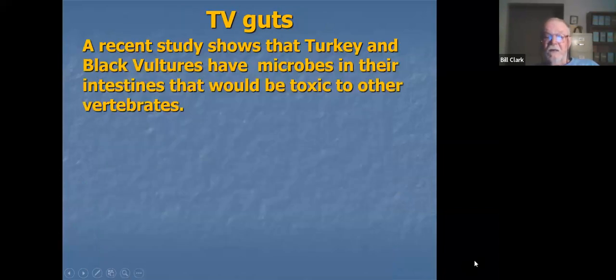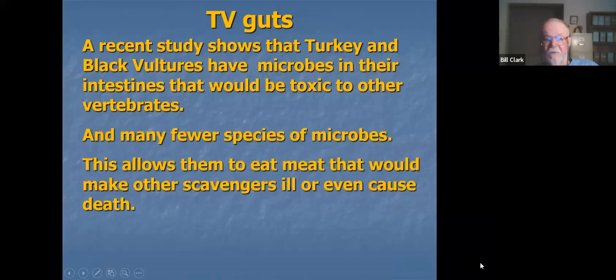A recent study shows that turkey vultures and black vultures have microbes in their intestines that would be toxic to other vertebrates. They're just very tolerant of those. They don't have as many microbes for digesting as other raptors do. But this allows them to eat meat that would make all the other scavengers ill or even cause them to die.